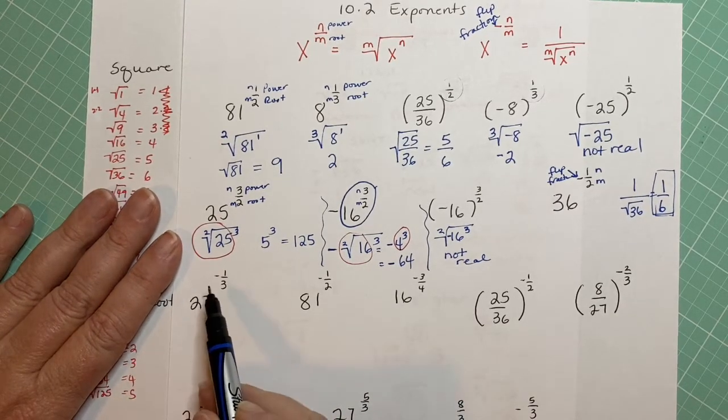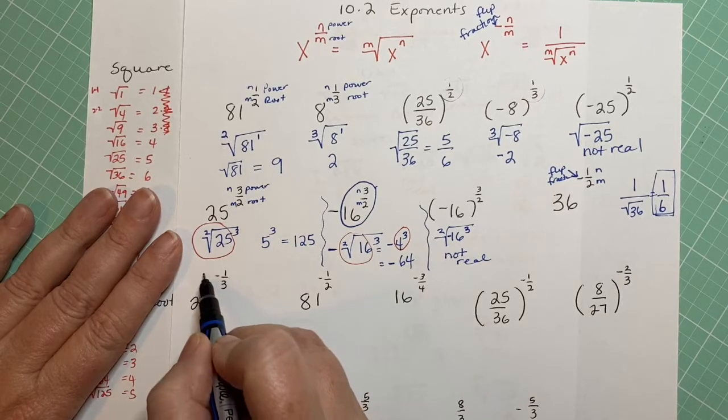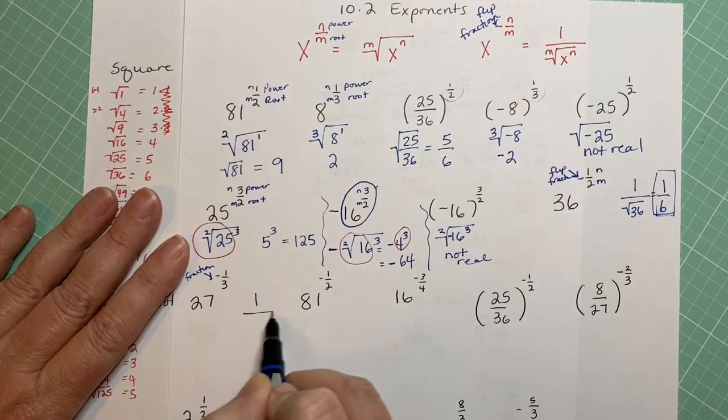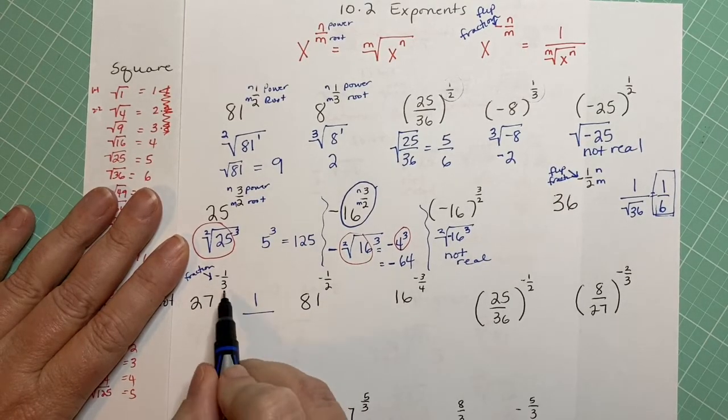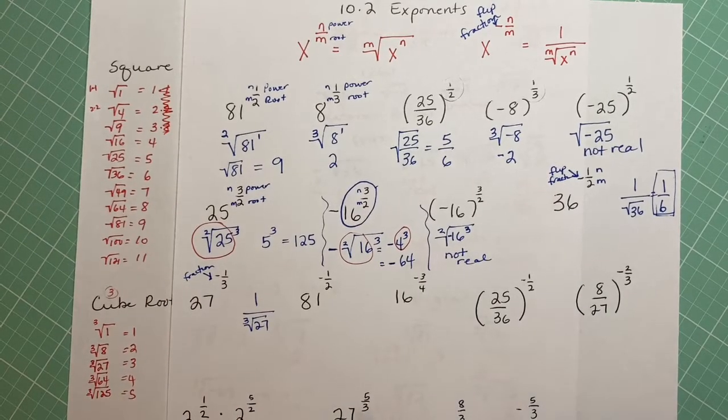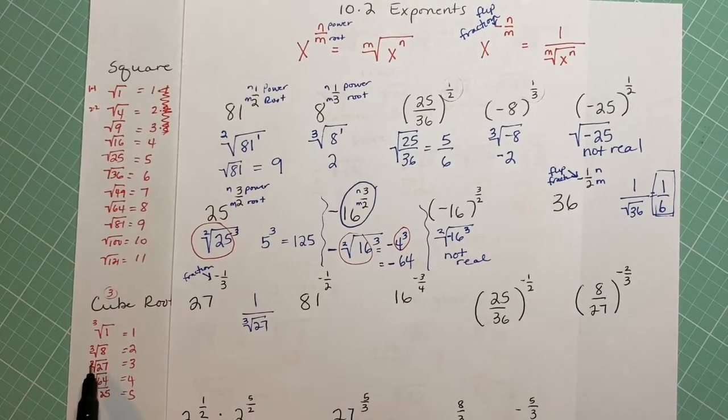So let's look at this one, 27 to the negative 1/3. Again, that negative makes it a fraction. So as soon as you see the negative, write 1 over, and then it's the third root of 27. So we look at our cube roots down here. The cube root of 27 is 3. So your answer is 1 over 3.